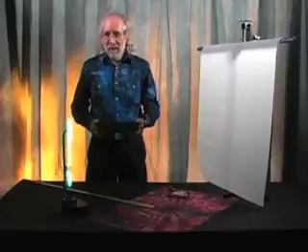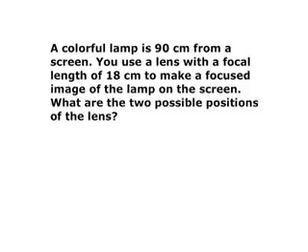Start today by reading the question, which we're going to deal with. A colorful lamp is 90 centimeters from a screen. You use a lens with a focal length of 18 centimeters to make a focused image of the lamp on the screen. What are the two possible positions of the lens?